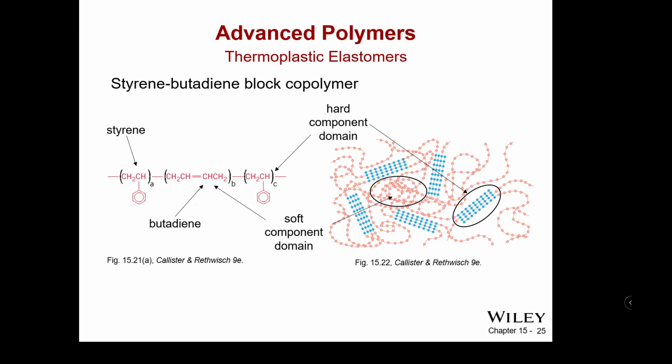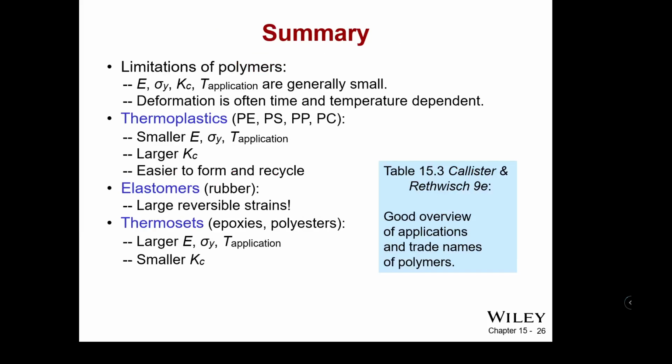Advanced polymers include thermoplastic elastomers, something like styrene butadiene block copolymers. Styrene and butadiene together give you hard and soft compliant domains, allowing you to have combinations of things that work together, and you have strengths and weaknesses, all of which come together to make things a little bit easier.